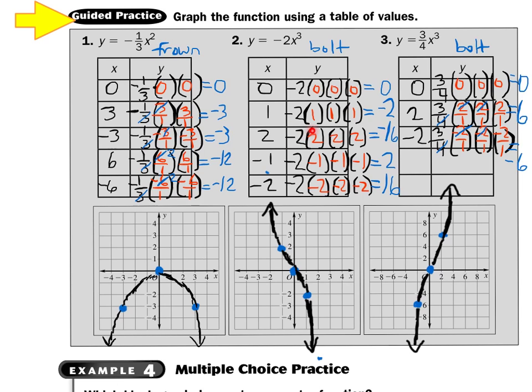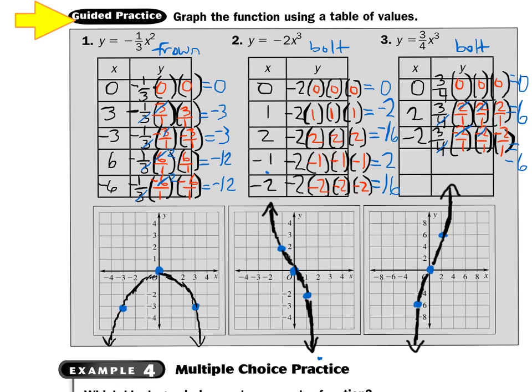So I have negative 2 times positive 2 times positive 2 times positive 2. Well, that would give me a negative 16. So if I went to the right 2, I'd have to go way down to negative 16. That's off the graph. Now let's do negative 1.